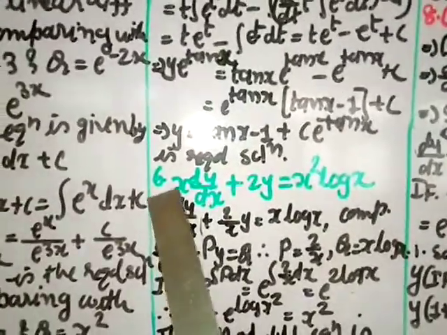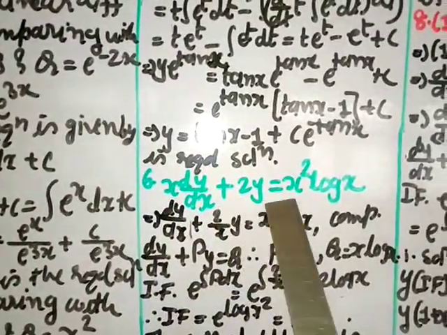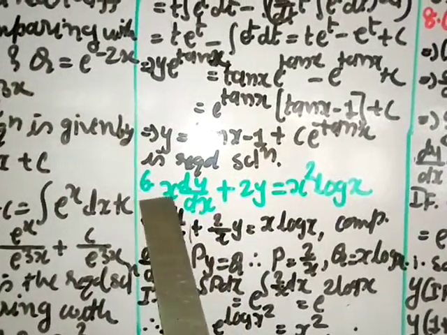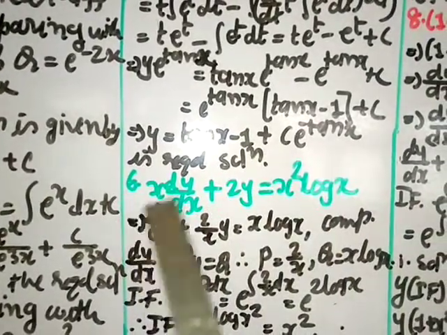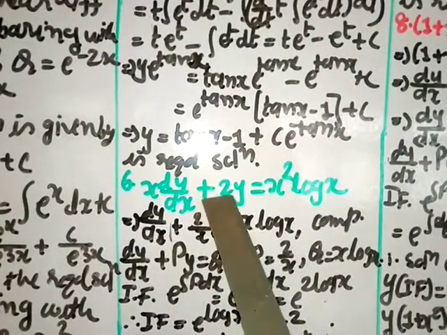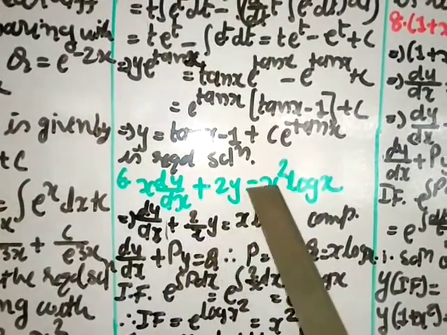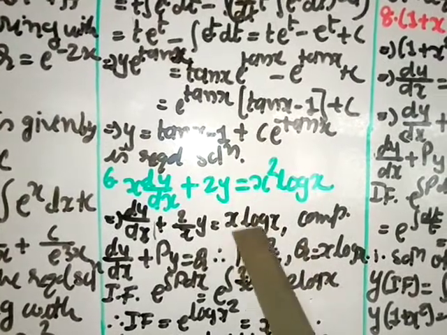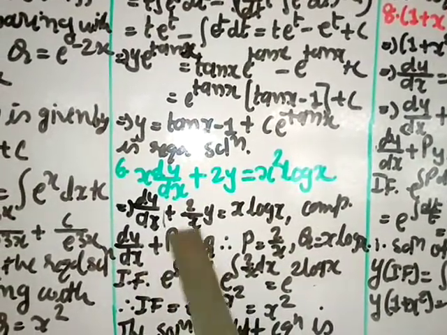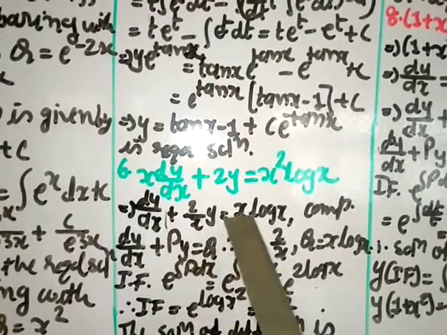Question number 6, x dy by dx plus 2y is equal to x square log x. Here also dy by dx has a coefficient x, so you have to divide by x because it should be 1. So I divide each term by x, so here remains dy by dx plus 2 by x into y equal to, here divide by x, 1x cut, so x log x. Now comparing with dy by dx plus py equal to q, so p value is 2 by x and q value is x log x.